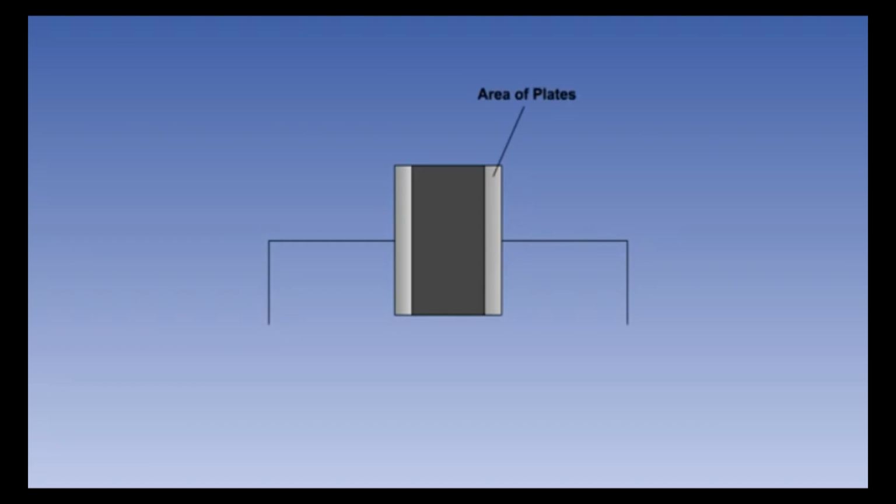3 factors affect the amount of charge a capacitor can hold. They are the area of the plates, the distance between the plates, and the type of dielectric used. The capacitor will store an electric charge, much like a hydraulic accumulator stores fluid under pressure. But first, it needs to be charged.